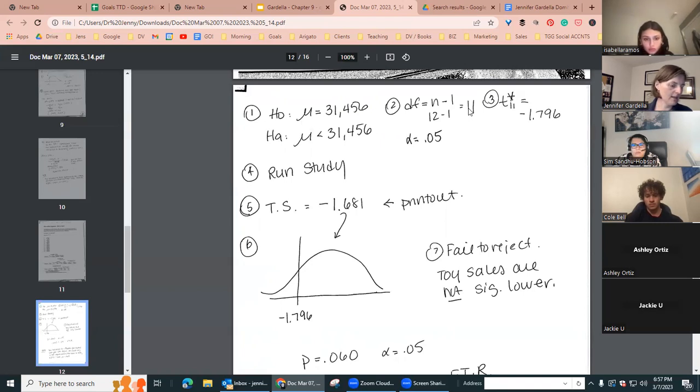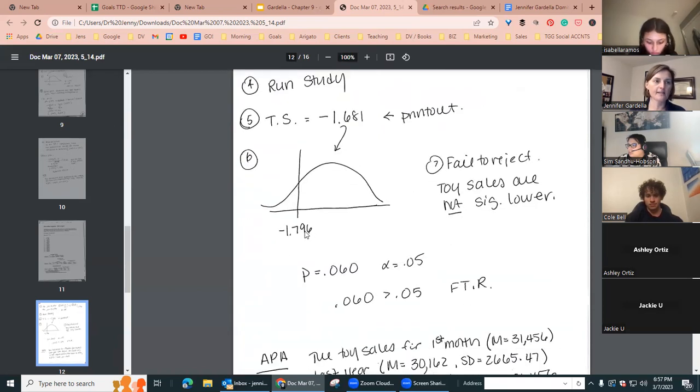I said to run it at 0.01, and this is a critical mistake that I don't want you to get confused about. I said in the wording to run it at 0.01. I ran it at 0.05. So this critical value, negative 1.76, is for 0.05. The critical value at 0.01 would be negative 2.718, if anyone wants to do that. Doesn't matter anyway, we're failing to reject in both places.